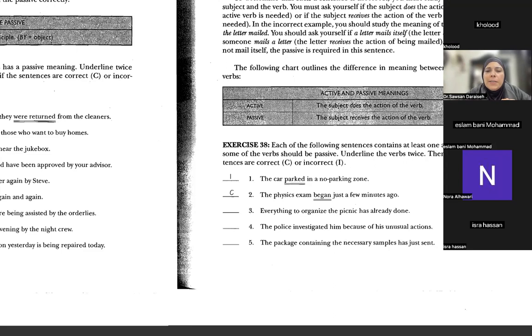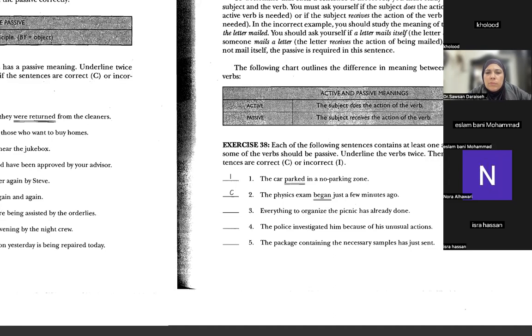So, number 3. Number 3. "Everything to organize the picnic has already done." At first, it should be in passive. "Everything to organize the picnic has already done."